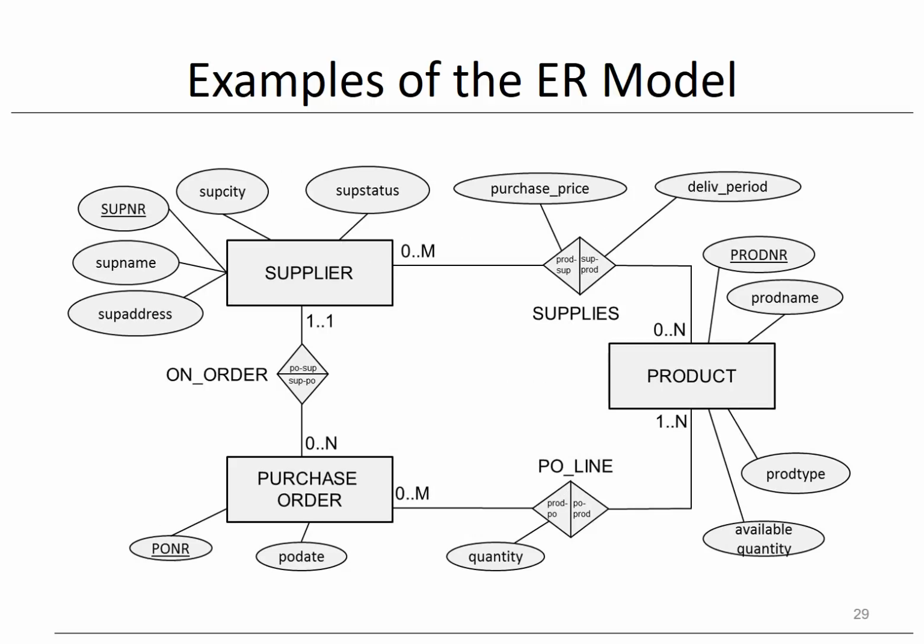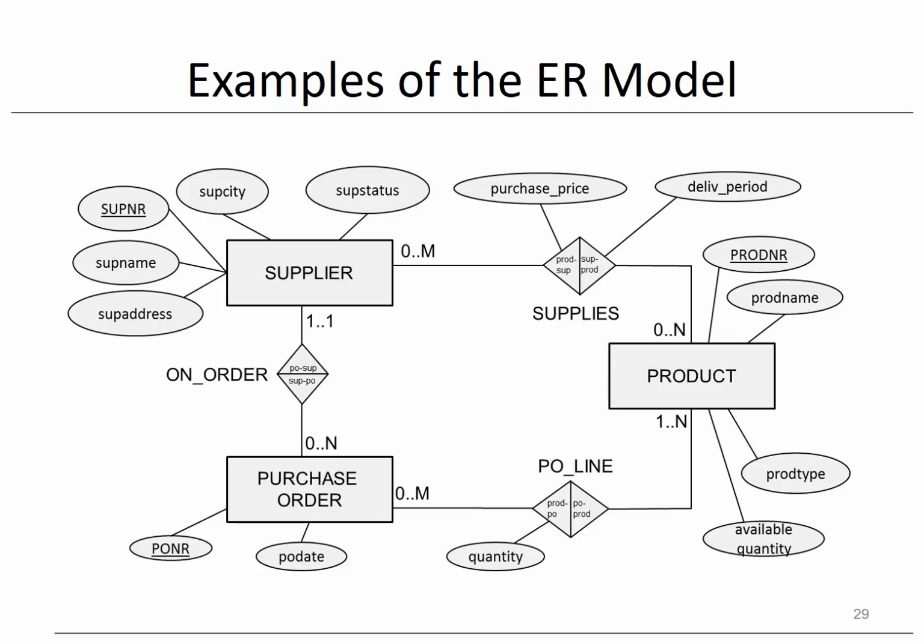This figure shows another example of an EER model for a purchase order administration. It has 3 entity types: supplier, purchase order, and product. A supplier can supply 0 to n products. A product can be supplied by 0 to m suppliers. The relationship type supplies also includes the attribute types purchase price and the live period.